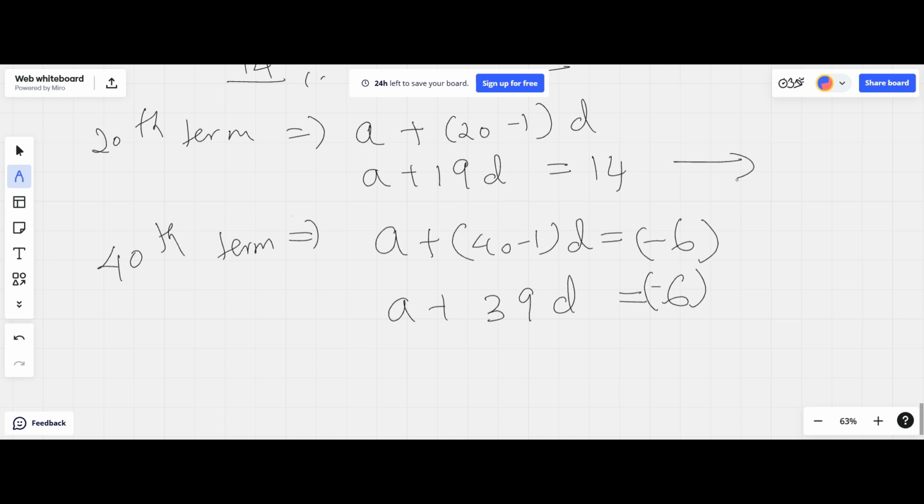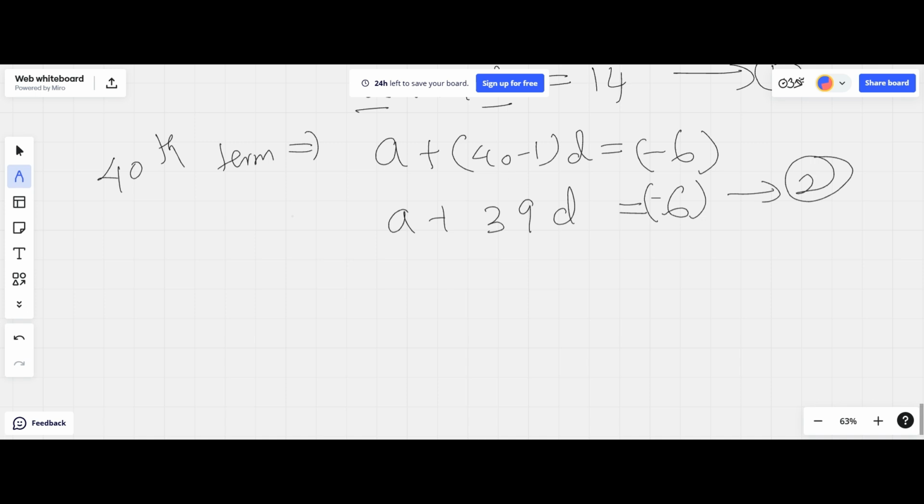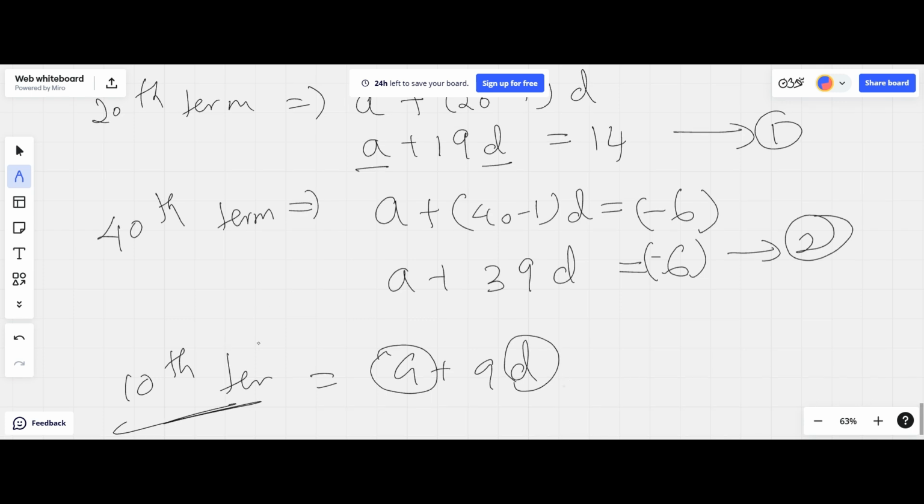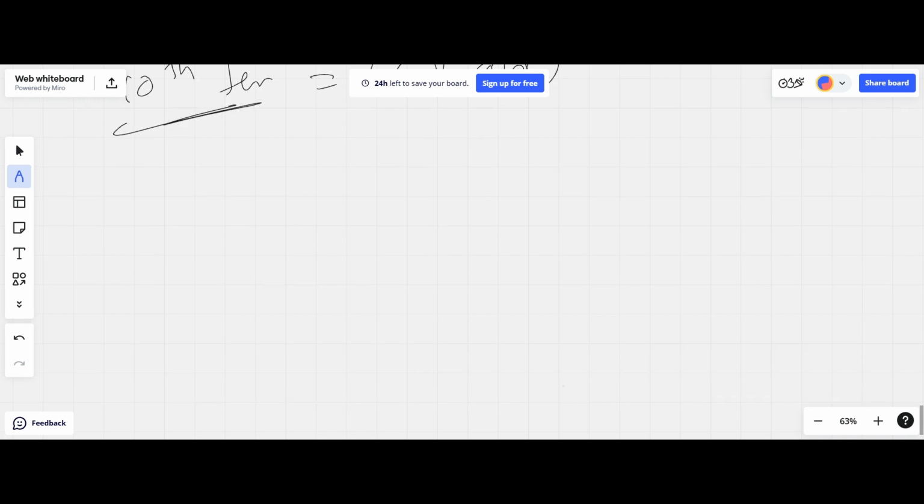From these two equations, we can find A and D. If we can find A and D, we can find the 10th term. The 10th term means A plus 10 minus 1, which is 9, so A plus 9D. If you know A and D, you can find the 10th term. So we are going to solve simultaneous equations.